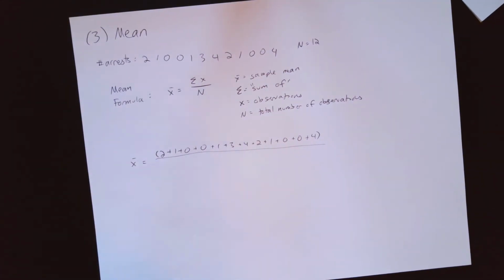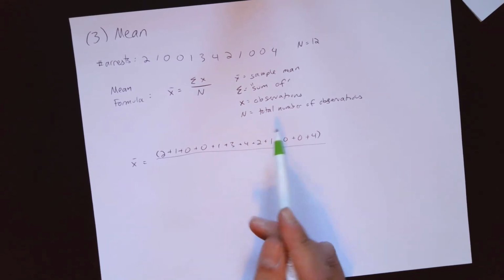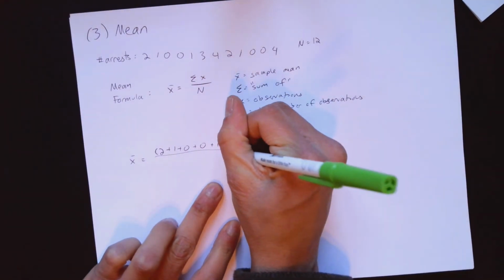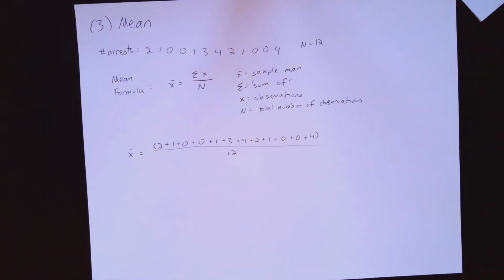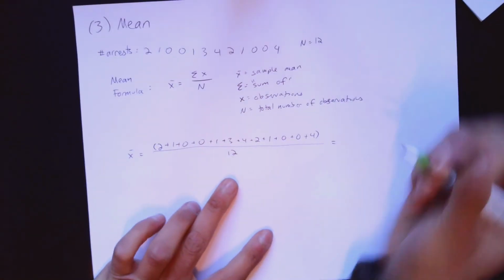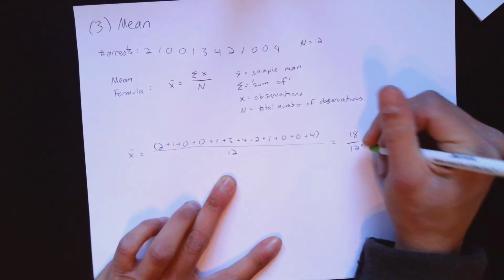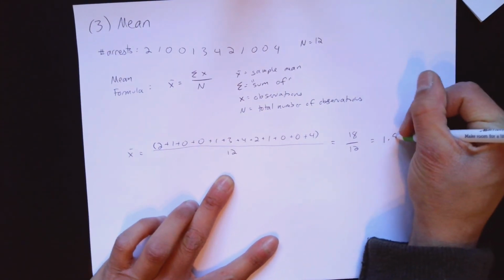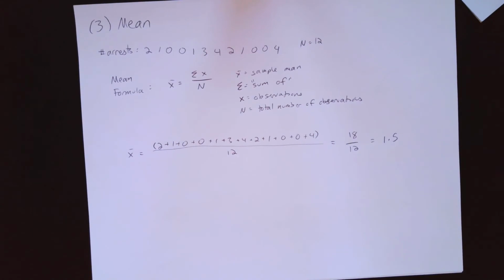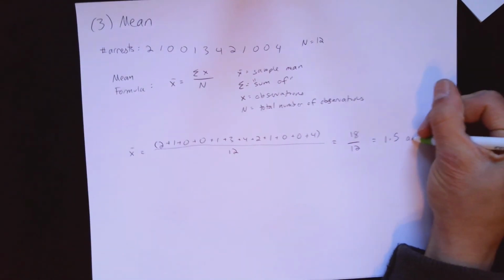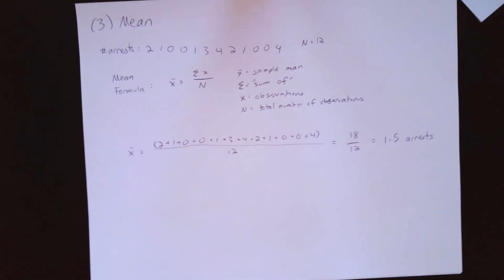In the denominator, so the bottom of the fraction, we're going to have our total number of observations with it, which is 12. So again, this is just an equation that's telling us to do what we already said in words, which is to add everything up and divide by the total number of observations that we have. If you add all this stuff up, you get 18 on the top, 12 on the bottom, and that comes out to a mean of 1.5. So we would say that the average or mean number of arrests that we have is 1.5.